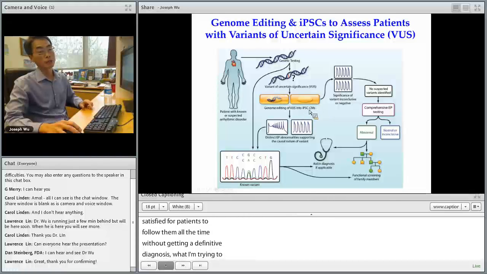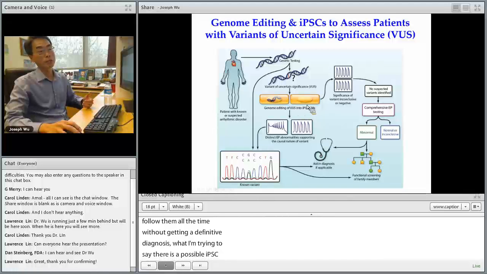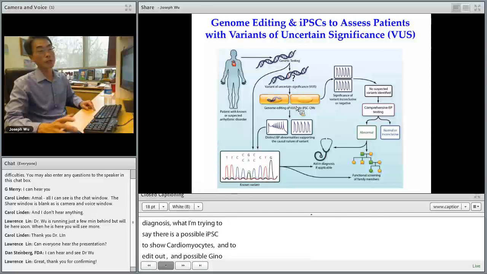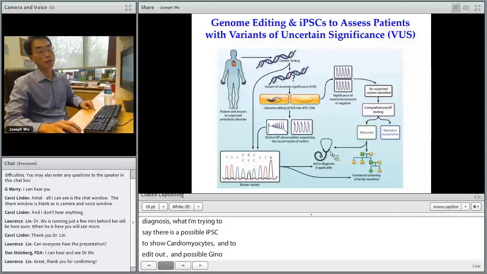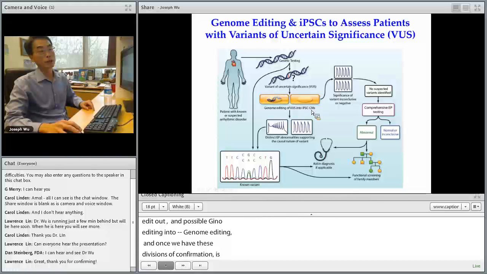Is it possible to genome edit out the VUS to show the arrhythmia goes away? Is it possible to genome edit the VUS into a healthy, normal iPS line to show that the arrhythmia pops up? And once you have this additional confirmation, is it possible to tell the patient that, yes, this is actually a pathogenic VUS, and you should be much more vigilant about this, and we should be much more aggressive in terms of medical treatment?